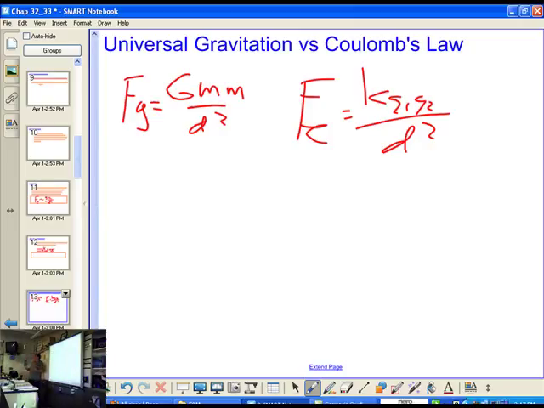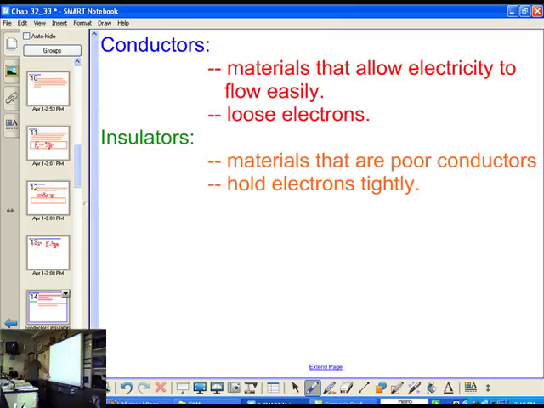By the way, the reason I can go through this quickly is that everything we learned about how gravity works is exactly the same as electricity. It's just that instead of masses, we now have charges. For k, the units are newton meter squared per coulomb squared. In other words, G had kilogram squared on the bottom, and here you have coulomb squared on the bottom. That's the only difference.